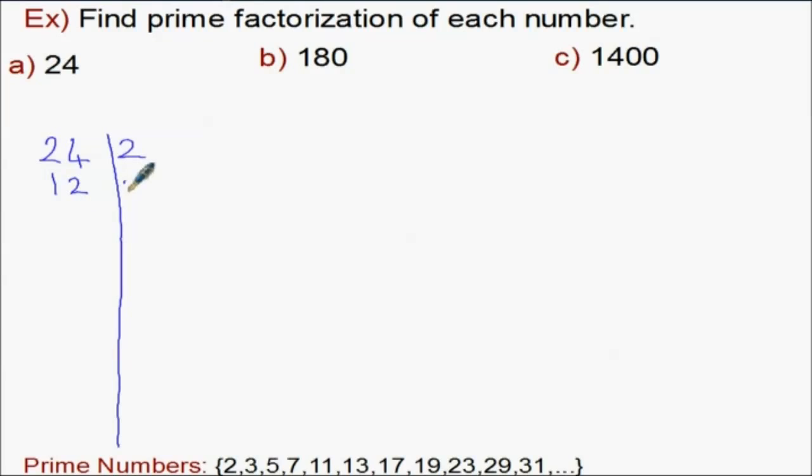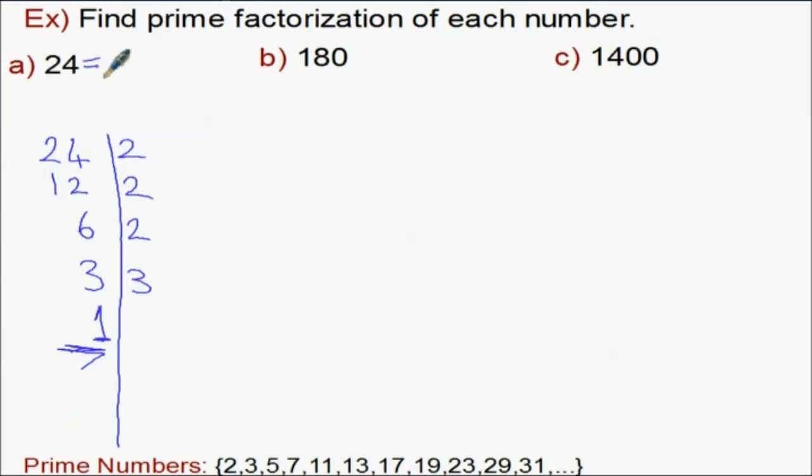So can I continue with 2? Can I divide 12 by 2? Yes, I can. So I write 2 over there. 12 divided by 2 makes 6. So after 6, can I continue with 2? Yes, I can do it again. 6 divided by 2 makes 3. Now, can I continue with 2? No, 3 is not divisible by 2. So after 2, what is the next prime number? The next prime number is 3. Can I divide 3 by 3? Yes, I can. So I will continue with that. 3 divided by 3 makes 1. I reach 1.